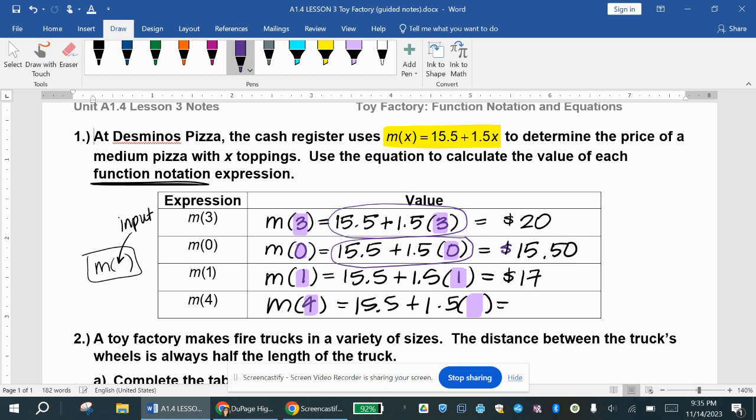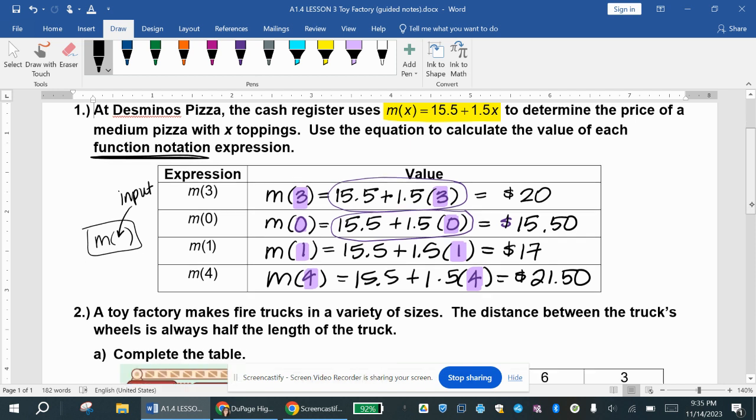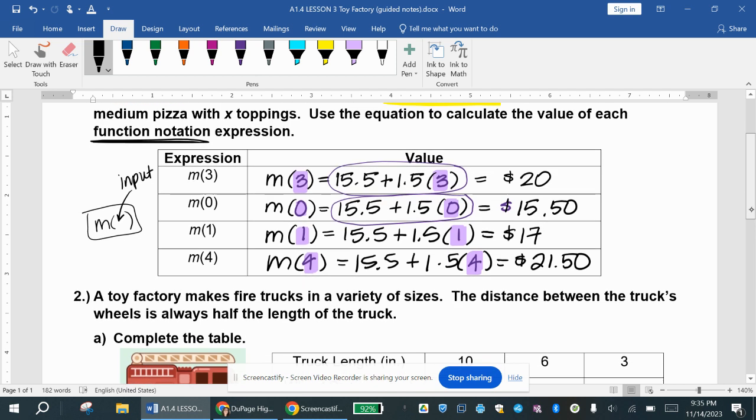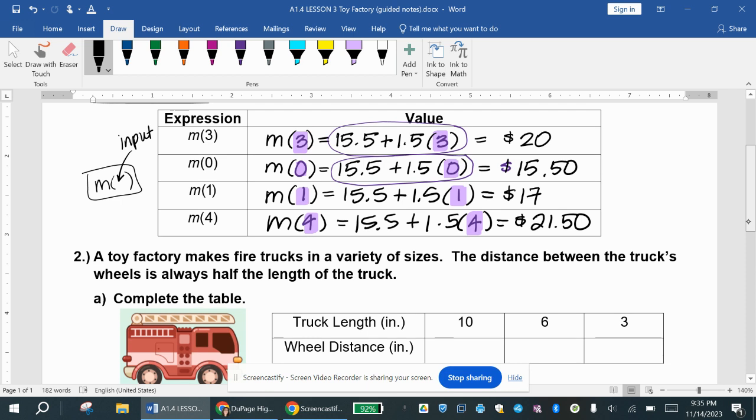And what did you guys get when you did m of 4? Did you get 21.5? Okay, I like to write money with 2 numbers behind the decimal. So even though you got maybe 21.5 on your calculator, that's $21.50. That's a quick review of what we did yesterday using functions, okay, equations. We're going to get into it a little bit more now.